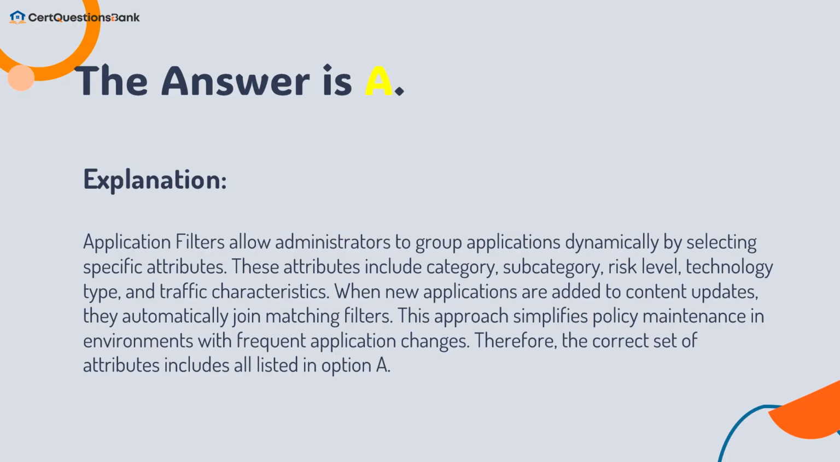Application filters allow administrators to group applications dynamically by selecting specific attributes. These attributes include category, subcategory, risk level, technology type, and traffic characteristics. When new applications are added to content updates, they automatically join matching filters. This approach simplifies policy maintenance in environments with frequent application changes. Therefore, the correct set of attributes includes all listed in option A.